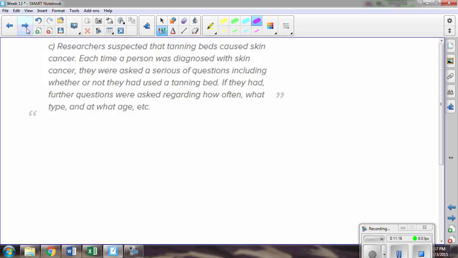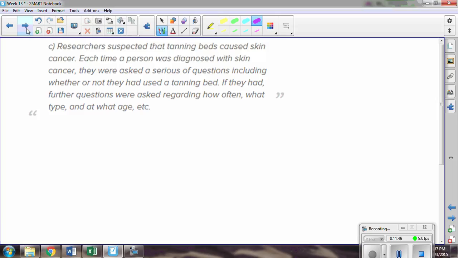Question C. Researchers suspect that tanning beds cause skin cancer. Every time a person was diagnosed with skin cancer, they were asked a series of questions, including whether or not they'd used a tanning bed. If they had, further questions were asked about how often, what type, at what age, etc. Is this a sample survey or is it a census?